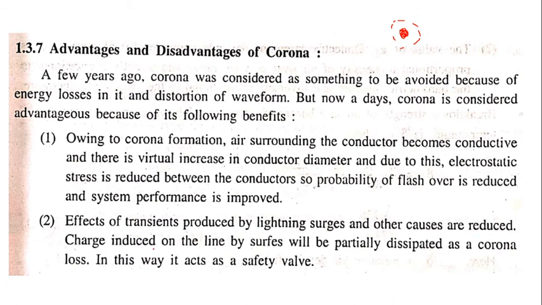Next, the effect of transients produced by lightning surges and other causes are reduced because of this corona loss, and charge induced on the line by surges will be partially dissipated as corona loss. In this way, it acts as a safety valve. So corona may benefit our transmission line sometimes.